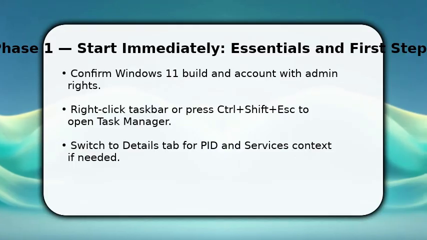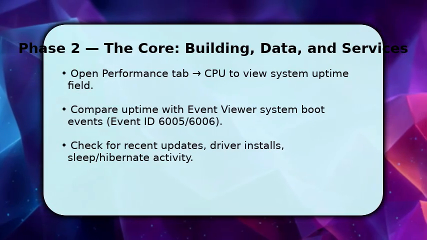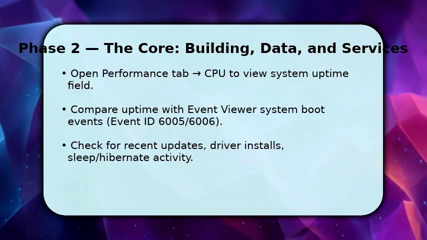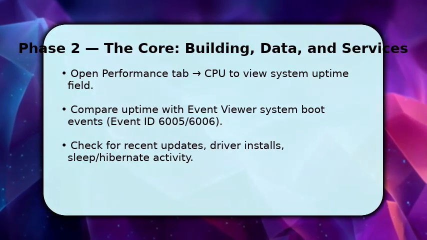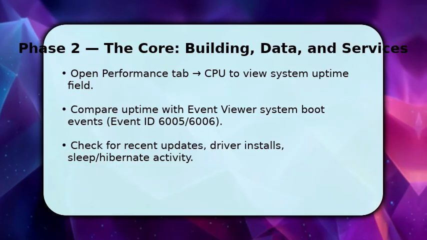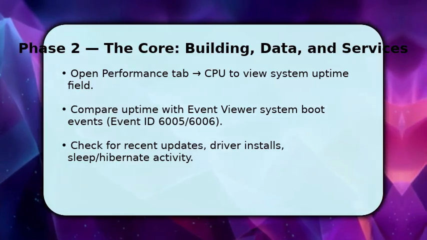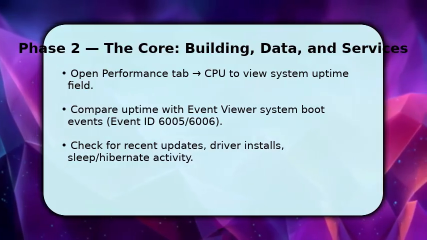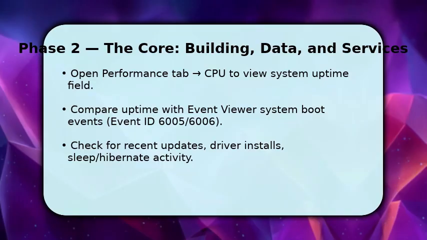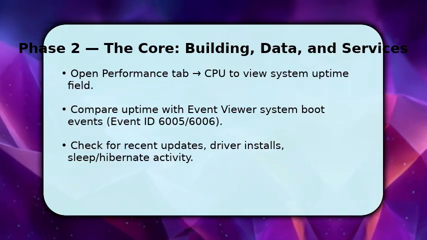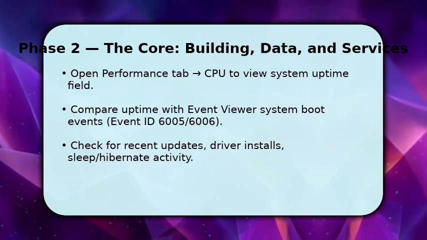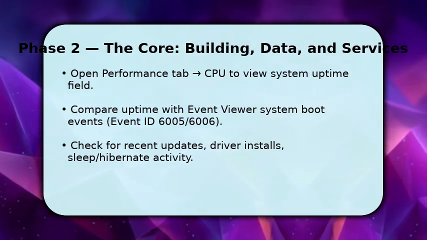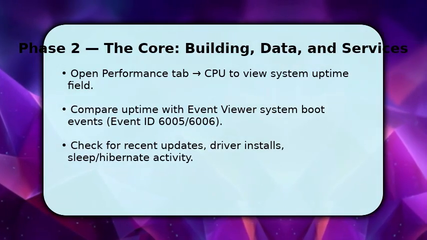Go to the Performance tab and read the CPU uptime field because Task Manager pulls this value from kernel counters. Then cross-check with Event Viewer. Look for boot and shutdown events like 6005 or 6006 to confirm actual boot times. Make sure to review Windows Update and driver install timestamps and check whether sleep or hibernate were used. Those can make uptime appear longer or reset counters.